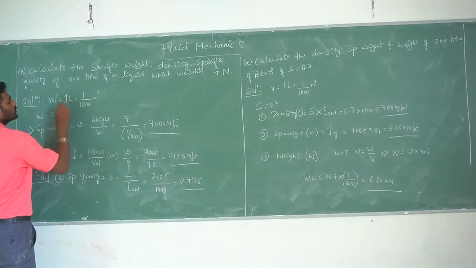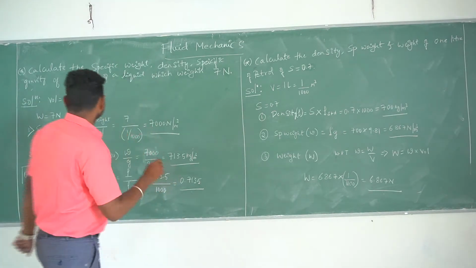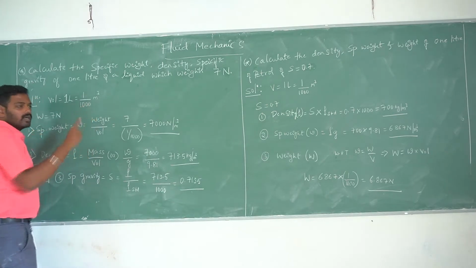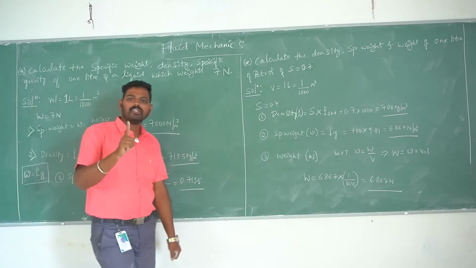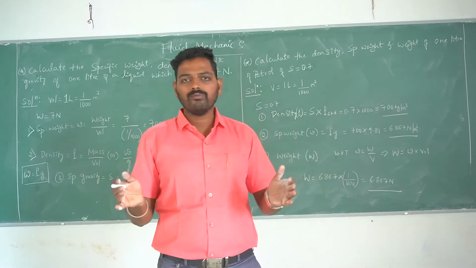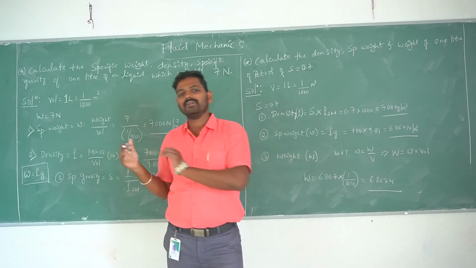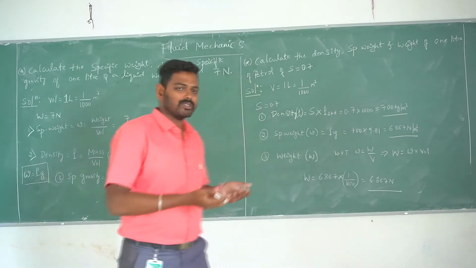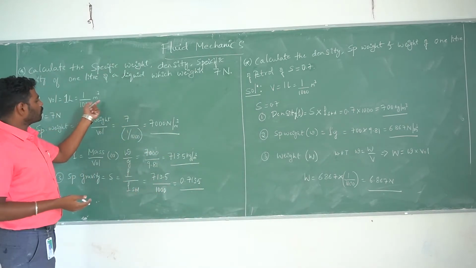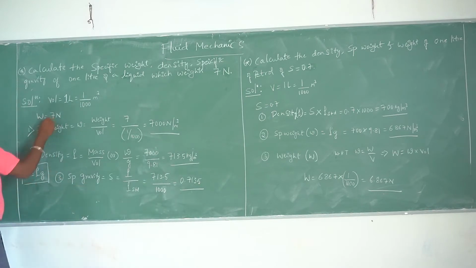But we want everything in terms of SI units. So 1 liter will be converted to 1 by 1000 meter cube. That is because 1 meter cube has 1000 liters; in 1 meter cube volume we can store 1000 liters. So if it is 1 liter, it becomes 1 by 1000, that is 1 by 1000 meter cube or 0.001 meter cube. Then weight is given, capital W, as 7 Newton.